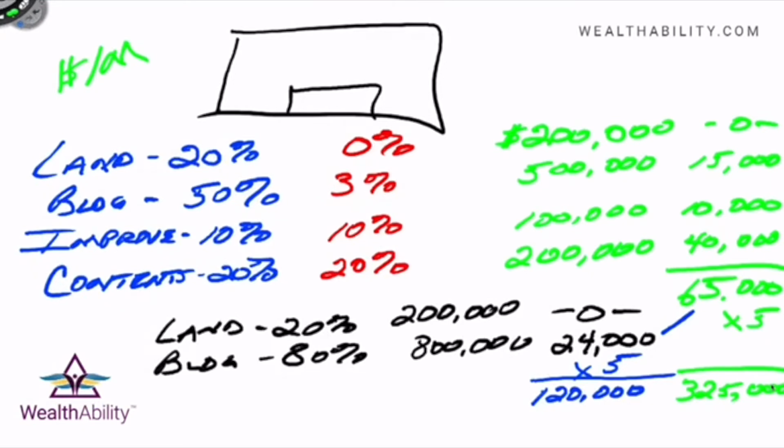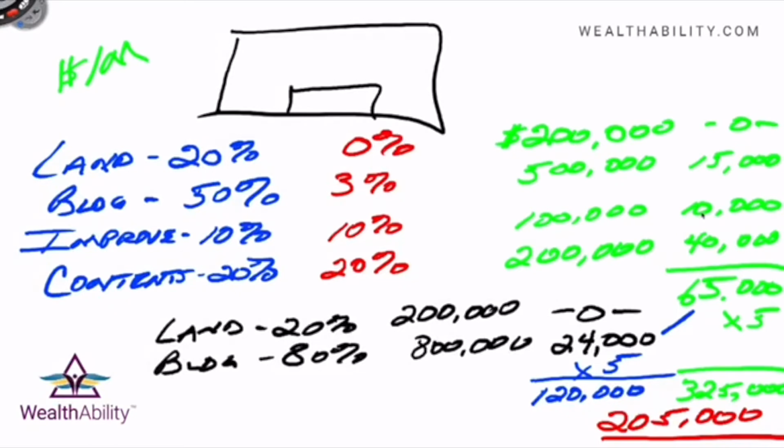Now, because this is a change from an incorrect to a correct, the requirements in the US are that you catch up all in 1 year. So what that means is that I took 120 and I should have taken 325. So the year I do my cost segregation, I will get an additional deduction of $205,000. Not counting my regular depreciation, I will get an additional deduction of $205,000.